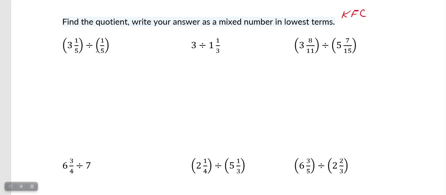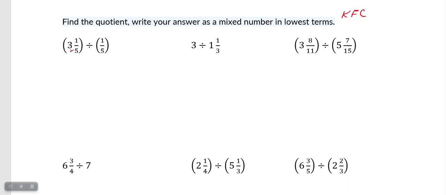But the first thing we have to do before we can do that is we have to convert our mixed numbers to improper fractions. You cannot multiply or divide a mixed number, so you always have to convert the mixed number to an improper fraction. So my first step is always going to be to convert. So I'm going to convert the 3 1/5.